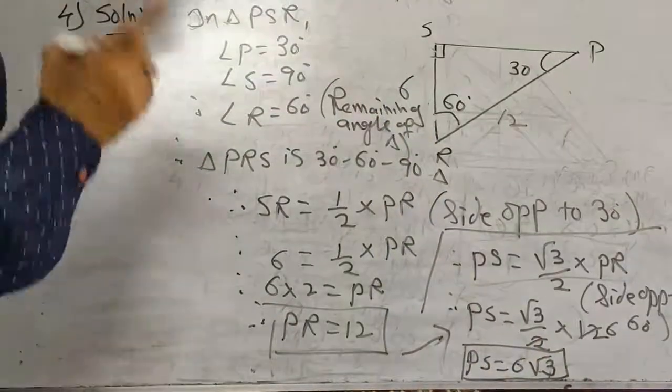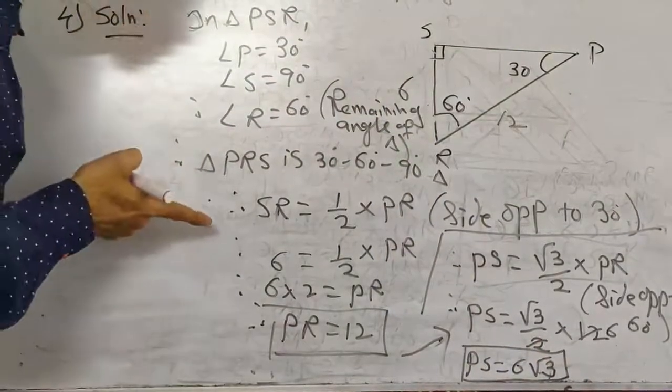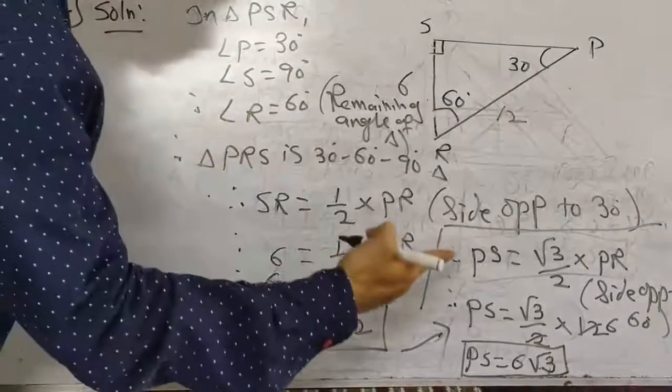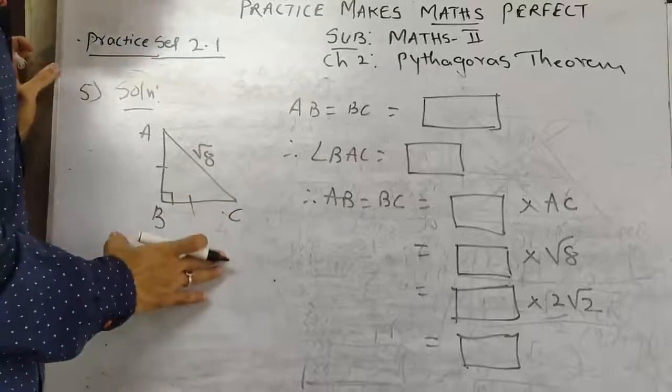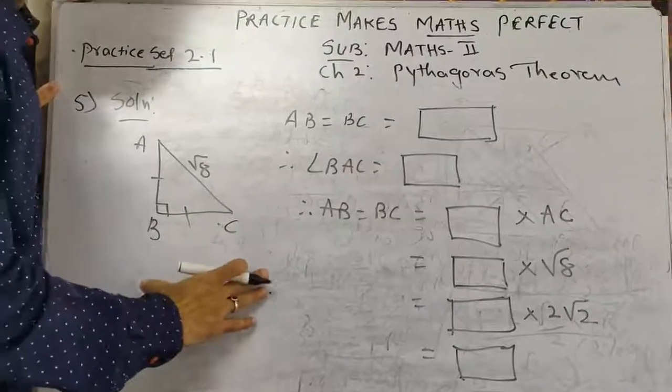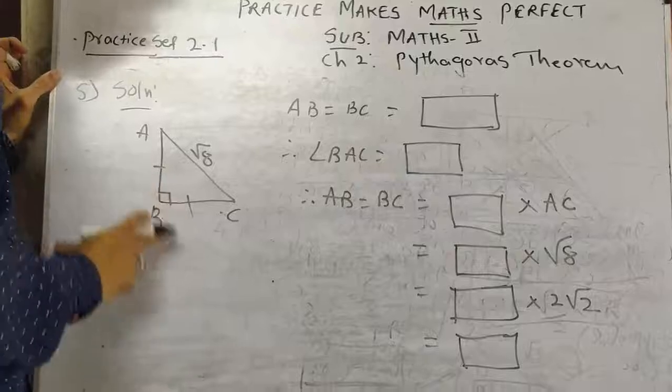Okay. So first time you will take the help of the side opposite to 30 degree, and second time you will take the help of the side opposite to 60 degree. Okay, now come to sum number 5. This is an activity based sum. Very easy sum it is. The diagram is given to you.